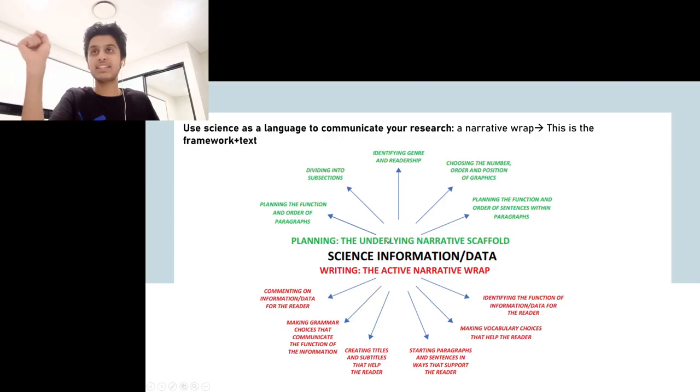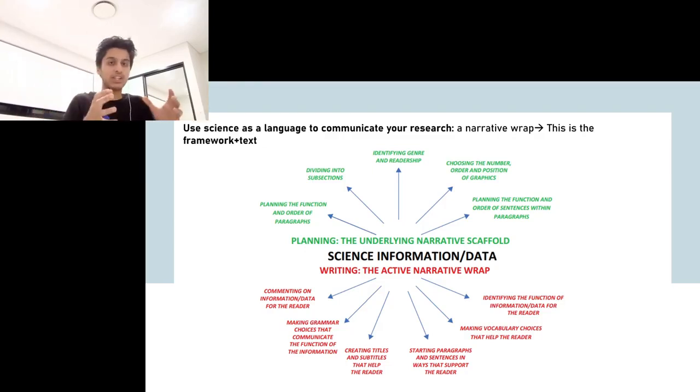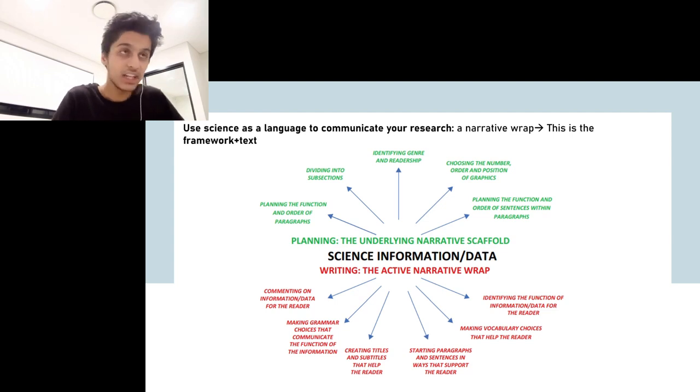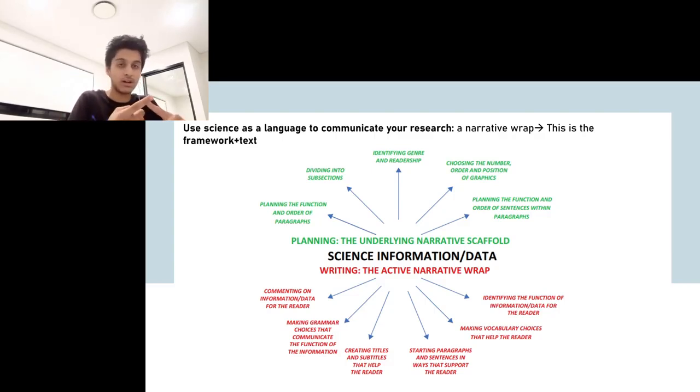Now, what is your writing? Your writing is the actual body of your framework, of your entire thing. Here you want to comment on and identify the function of information. You want to create paragraph entry sentences. You want to create phrases. You want to use words such as although, however, that, to bring your reader in a direction.